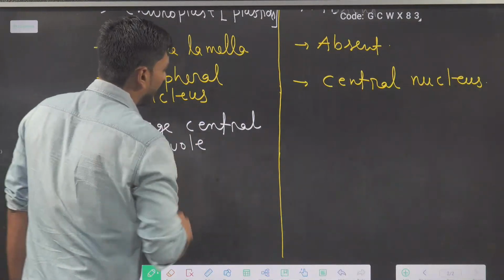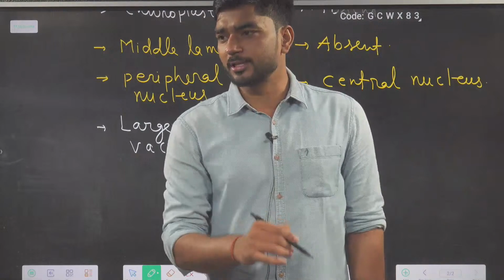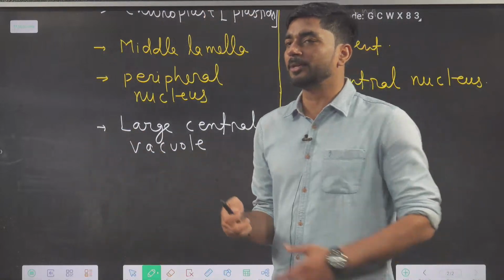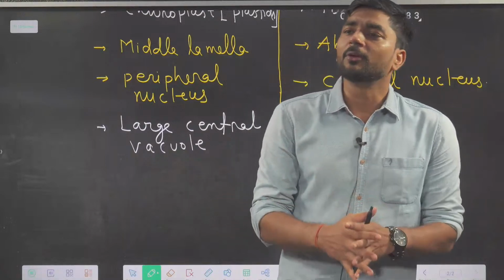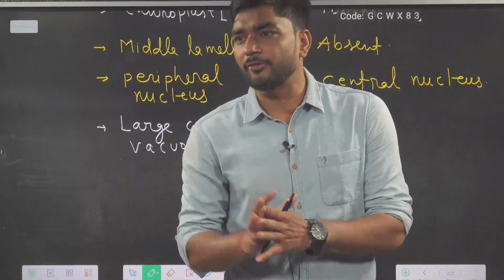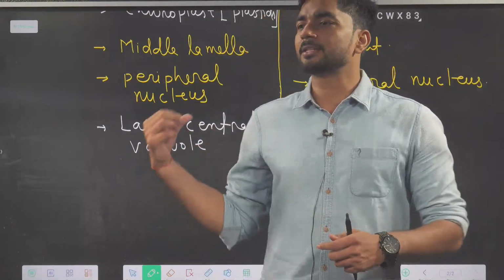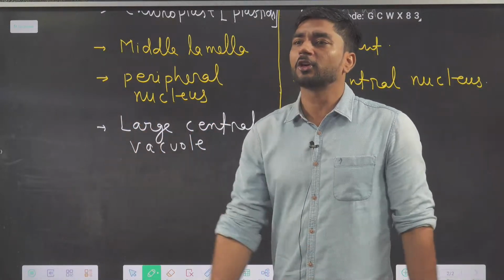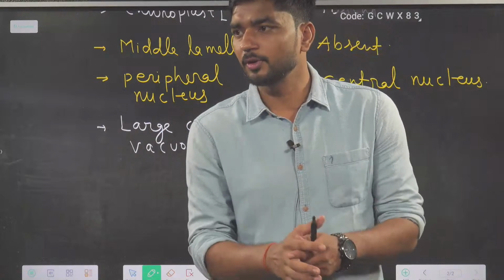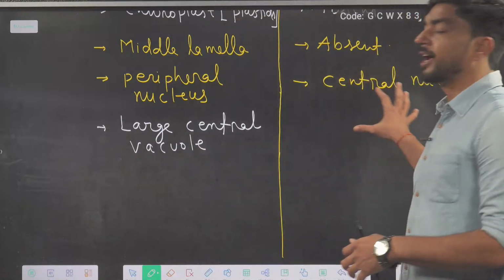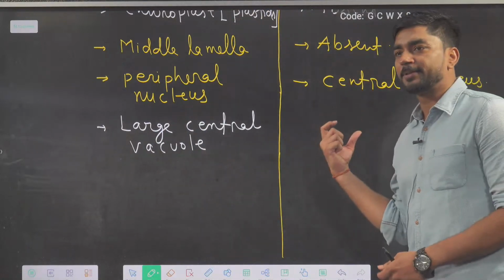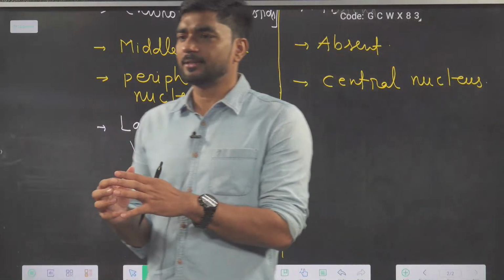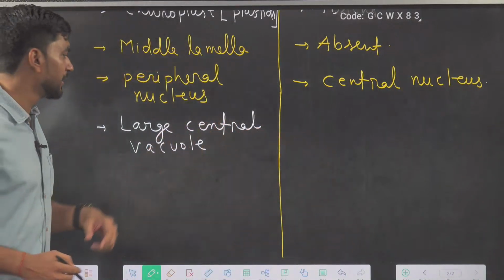So here a large central vacuole is present, and the occupancy of this vacuole is too much. We can say approximately 90 to 95% of the space is occupied by the vacuole, or most of the space is occupied by the vacuole. But in the case of animals, are vacuoles present or absent? It is there, but its size is less.